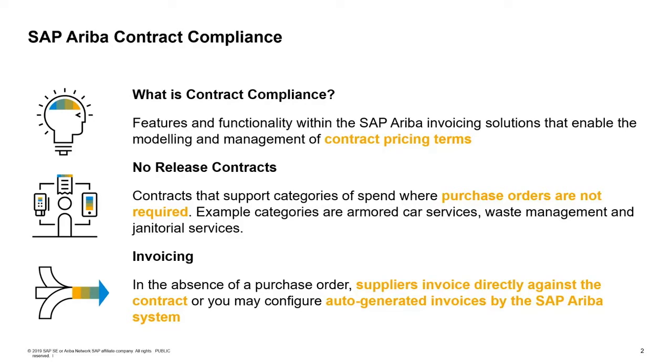These types of contracts contain terms that do not require a release or a purchase order in order to procure the material or service. Supplier invoices are created directly against the contract and are approved by an invoice approver. These contracts also do not require automatically recurring payments. Payments are triggered once an invoice is received and approved.